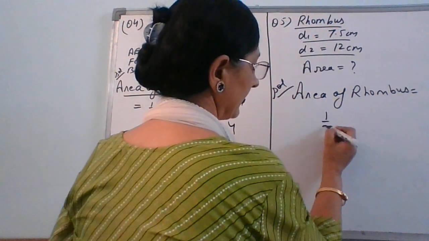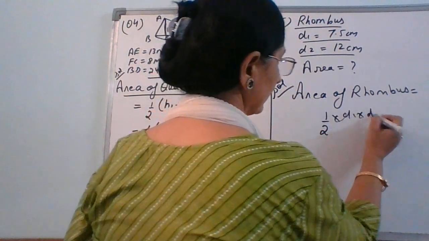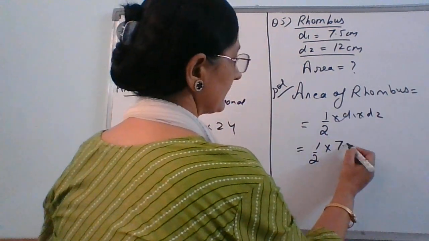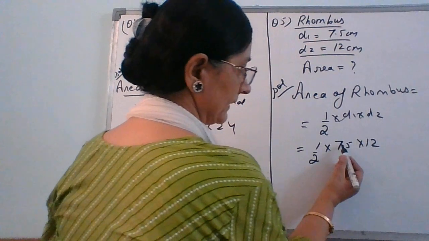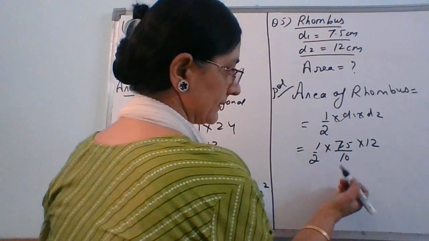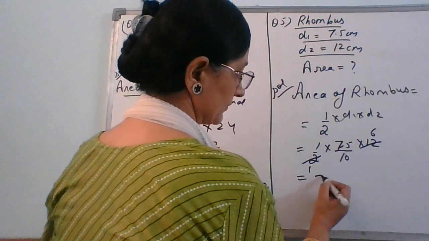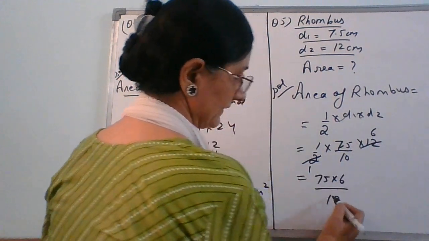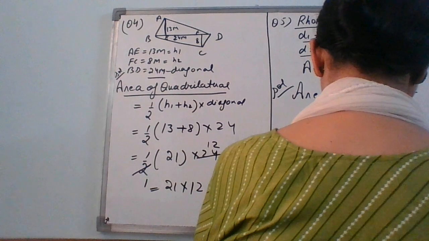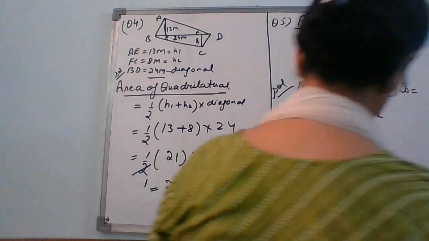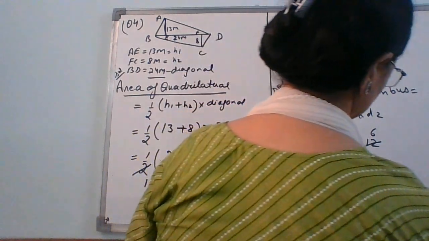Formulas are totally direct. Half into d1 into d2, right? So we just have to substitute the two diagonals here. Diagonal 1 is 7.5, diagonal 2 is 12. If you have a decimal, just cut that decimal and put 10 there. 2 1s are 2, 6 are 12. So 75 into 6 by 10. So when you multiply and put it, you will find out that it comes out to be 45, right, centimeter square.